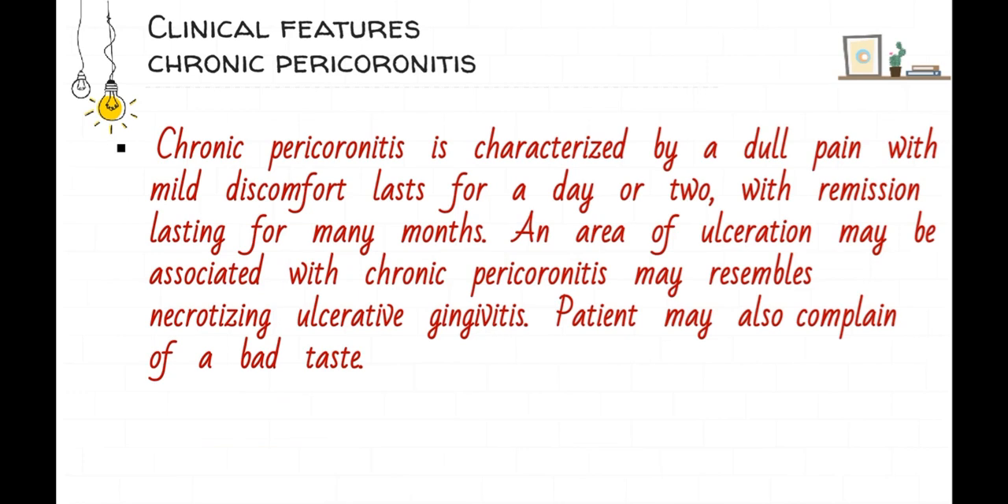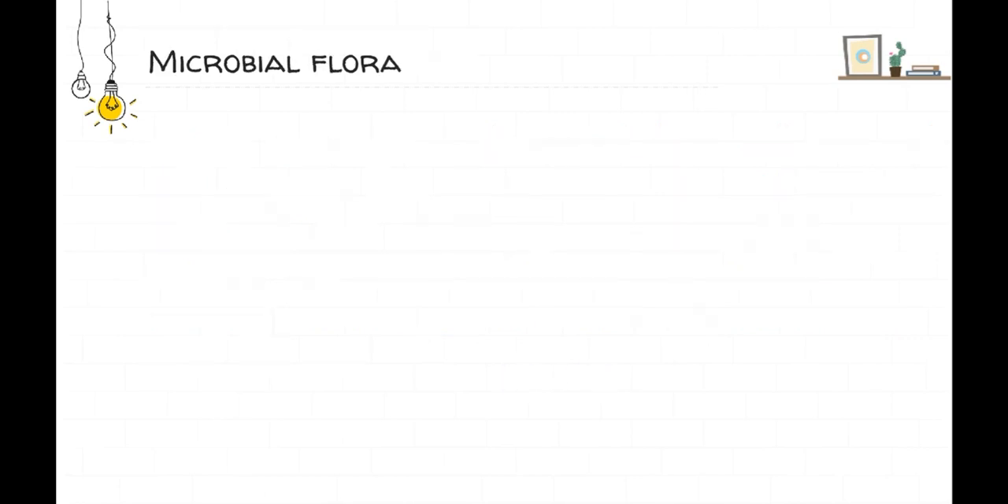So for chronic pericoronitis, the clinical features are dull pain with mild discomfort that lasts for a day or two, with remission lasting for many months. An area of ulceration may be associated with chronic pericoronitis, and may resemble necrotizing ulcerative gingivitis. The patient may also complain of a bad taste. Now, what are the microbial flora present?